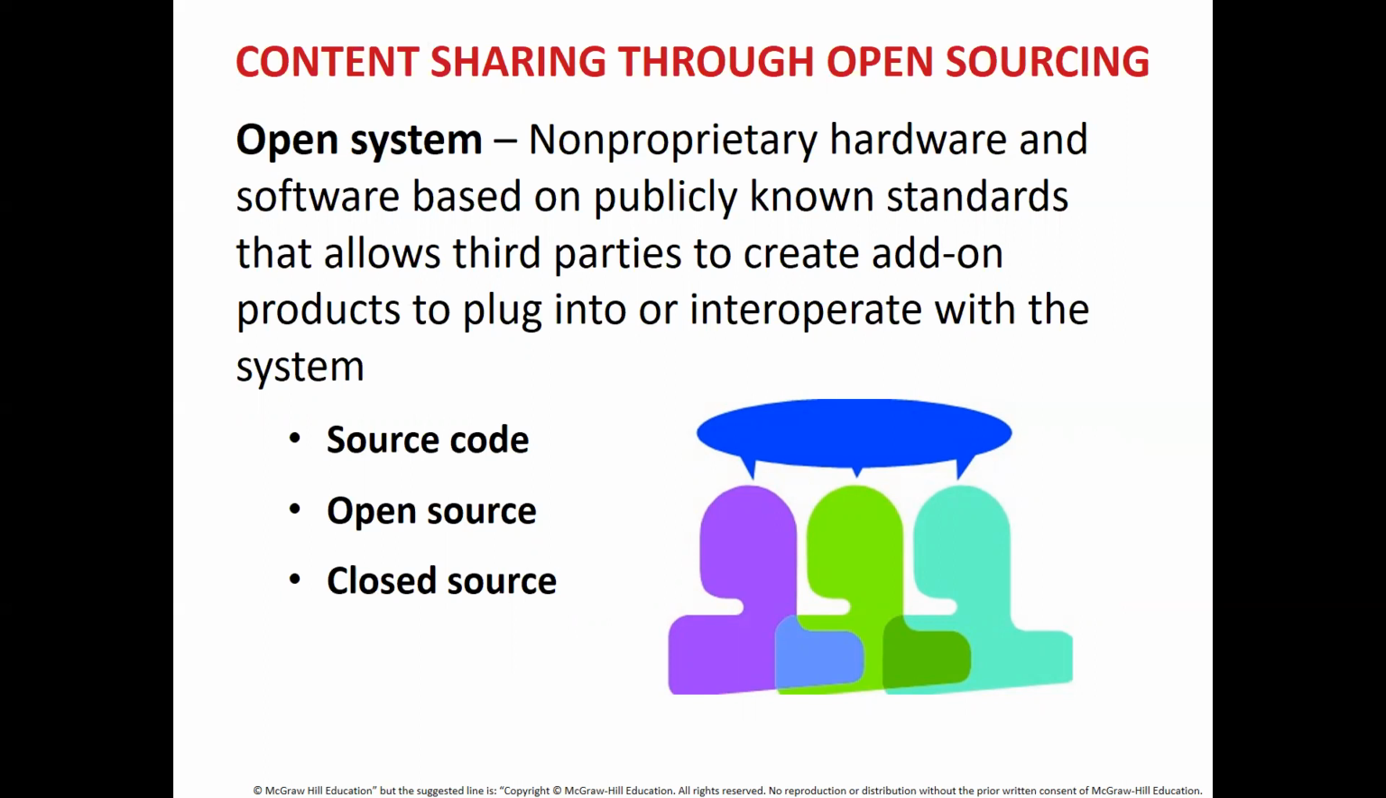So you have source code. Okay, so in open system you have 3 things to consider. First of all, you have source code. Now source code generally contains instructions written by a programmer specifying the actions performed by computer software. Let's say if I have a software, the source code will be the entire coding that I do for that particular software. So that's source code. Then we have open source.